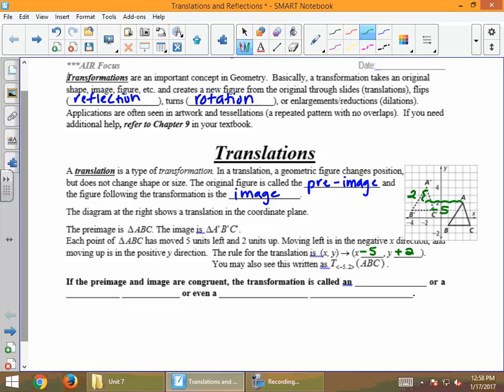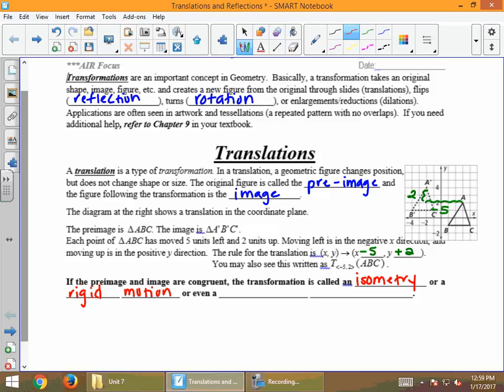We'll write another rule here in this lesson. Again, some more vocab. If the pre-image and image are congruent, meaning it lines up perfectly with the image, the transformation is called isometry. Or in other words, we would call it a rigid motion. They're kind of hand in hand. I like the term rigid motion a little bit better. So you can see isometry, think rigid motion, and vice versa.